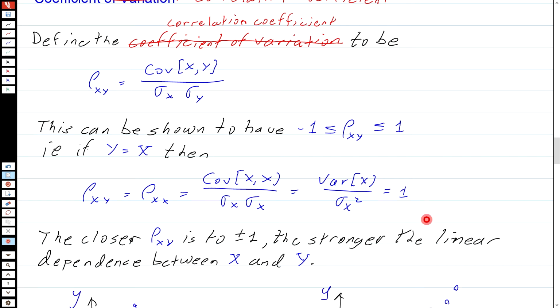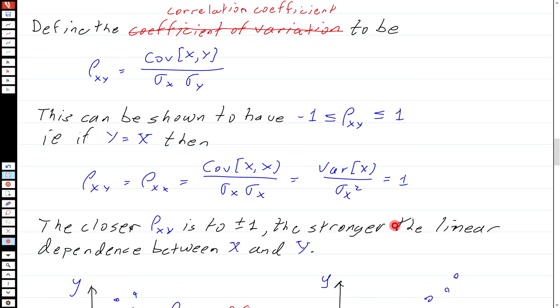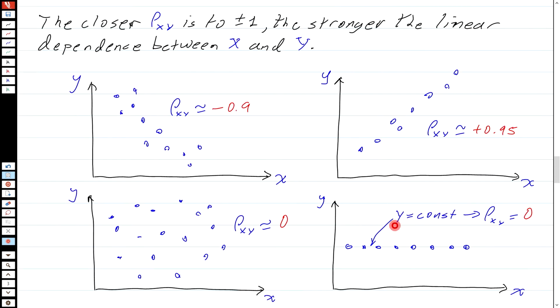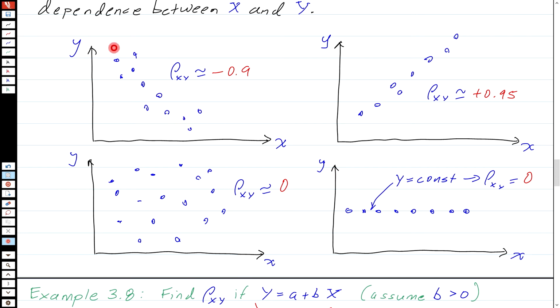So as I mentioned, the closer rho of x is to plus or minus 1, the stronger the linear dependence between x and y. So I could draw some pictures here. If I saw something like this, I'd say that's reasonably strong linear dependence between x and y, but it's negative. As x increases, y tends to decrease. I would guess the correlation coefficient for this would be something like -0.9. If I saw something like this, an even stronger linear relationship between x and y, but now it's positive, I would guess the correlation coefficient would be something like plus 0.95.